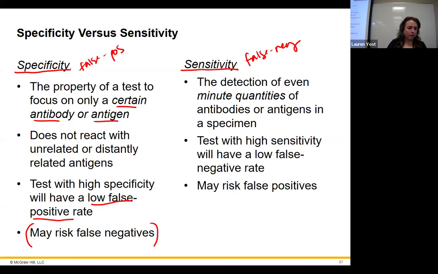You'll see it. You might be overly sensitive. You may risk false positives in this case, but sensitivity depends on its false negative rate because you're trying to eliminate that. You want to recognize any tiny little bit of presence of that thing. Specificity, only interacting with the thing you're interested in, but not any other thing. So that's kind of the differences there.